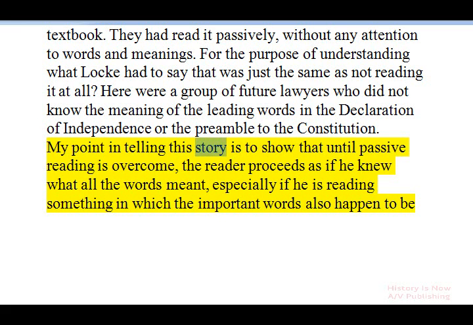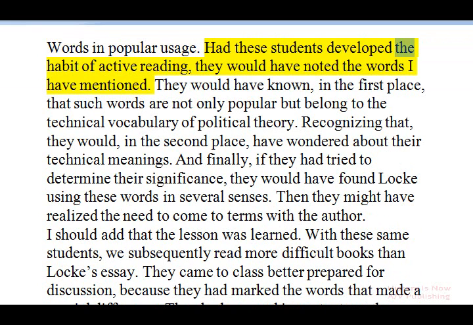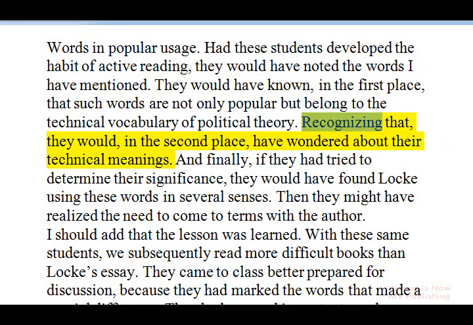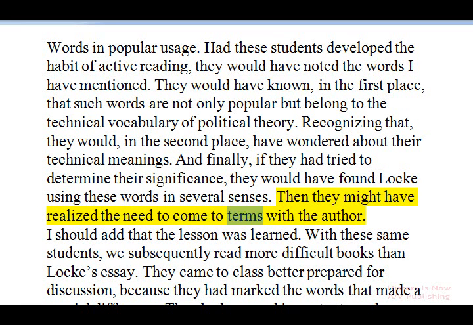My point in telling this story is to show that until passive reading is overcome, the reader proceeds as if he knew what all the words meant, especially if he is reading something in which the important words also happen to be words in popular usage. Had these students developed the habit of active reading, they would have noted the words I have mentioned. They would have known, in the first place, that such words are not only popular but belong to the technical vocabulary of political theory. Recognizing that, they would, in the second place, have wondered about their technical meanings. And finally, if they had tried to determine their significance, they would have found Locke using these words in several senses. Then they might have realized the need to come to terms with the author.